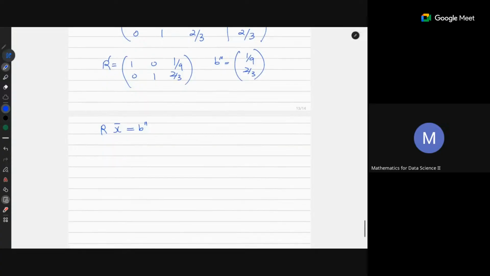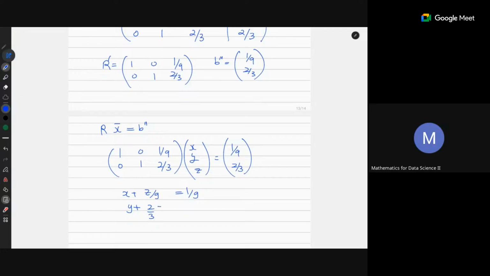then it is going to be x plus 1 by 9 z equal to 1 by 9, and then y. So let me write down the matrix 1, 0, 0, 1, 1 by 9, 2 by 3 multiplied with x, y, z equal to 1 by 9, 2 by 3. Okay. So it is x plus y by 9, sorry, z should be z by 9, equal to 1 by 9. And then y plus 2 by 3 z equal to 2 by 3.